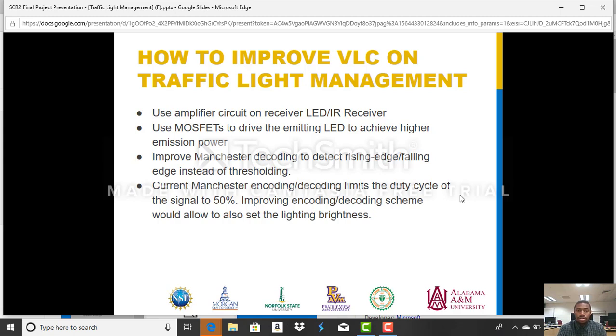Furthermore, if we were to utilize our current Manchester encoding and change it from limiting the duty cycle to 50% and improve on it, we will notice the scheme will also allow us to set the lighting brightness.